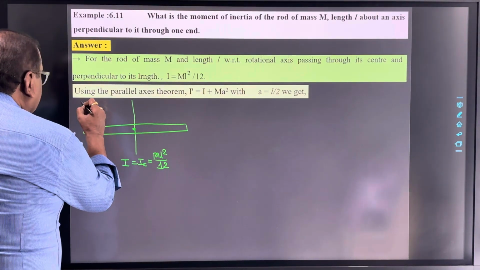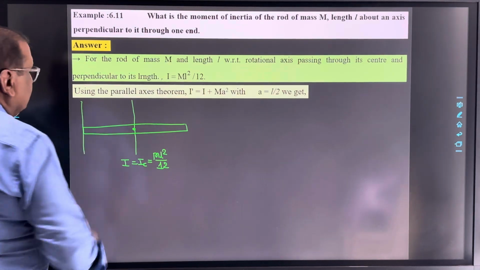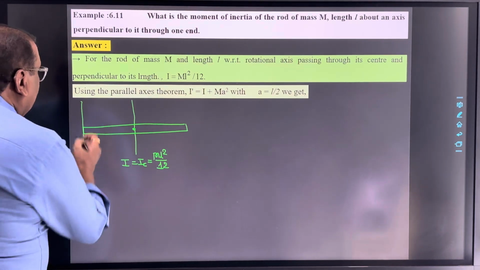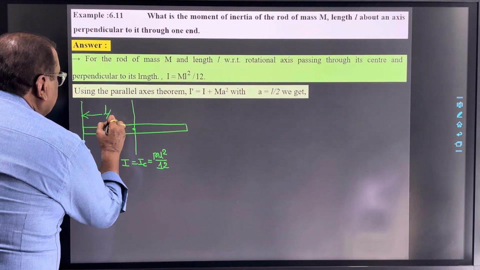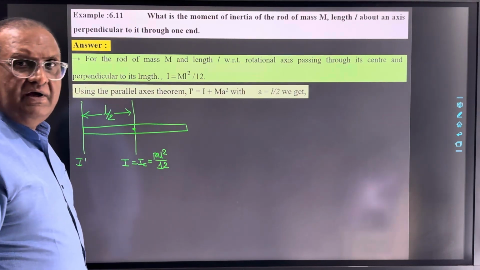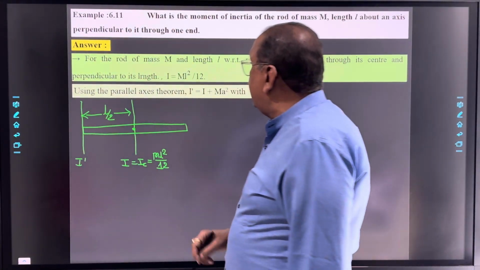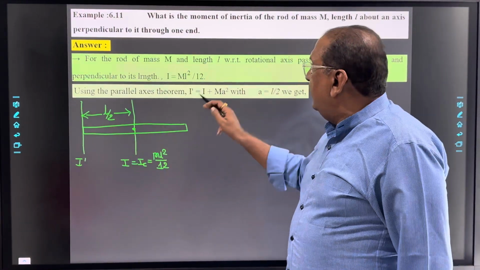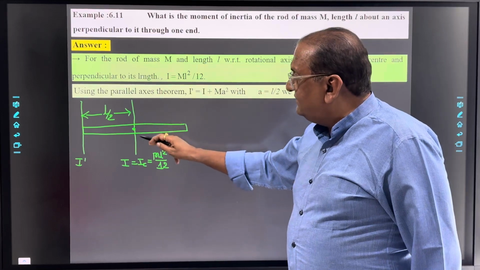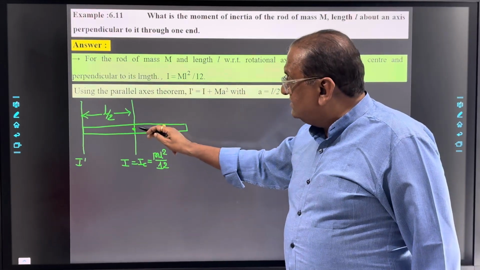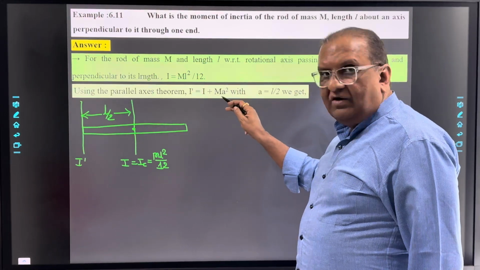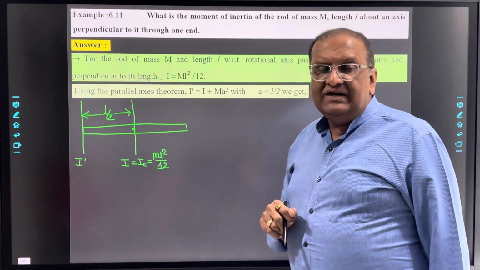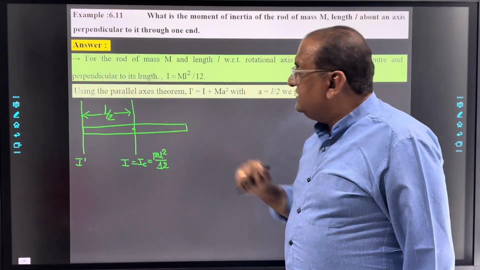So if we consider the axis passing through this end, so suppose moment of inertia, that is I dash. Now here perpendicular distance between these two axes, that is L by 2. So as per parallel axis theorem, we can write the moment of inertia with respect to this rotational axis equal to the summation of the moment of inertia of the parallel rotational axis passing through the center of mass and the product of mass of the body and square of the perpendicular distance between these two. So here perpendicular distance is L by 2.